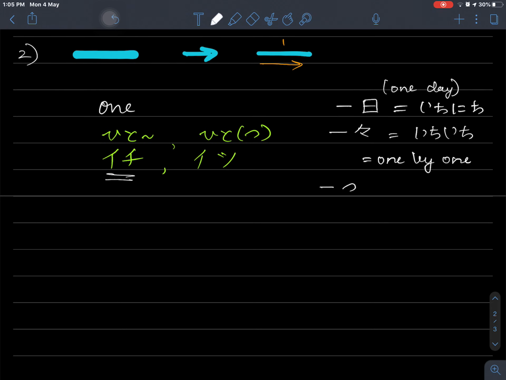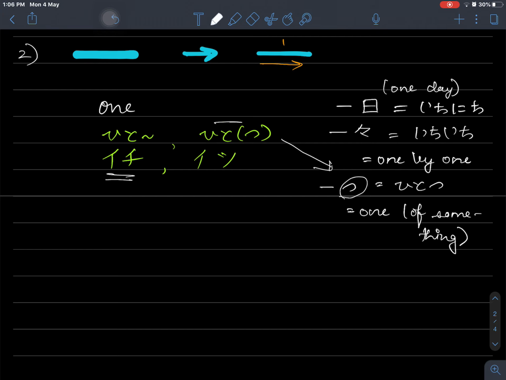The next one, we have already covered this. You should be able to guess what the meaning is. I have already spent more than necessary amount of time on this. This is read as hitotsu, the same thing, and this means one of something. It is read as hitotsu. Again, because it is being followed by a kana and not another kanji, you will read the kun reading, not the on reading.